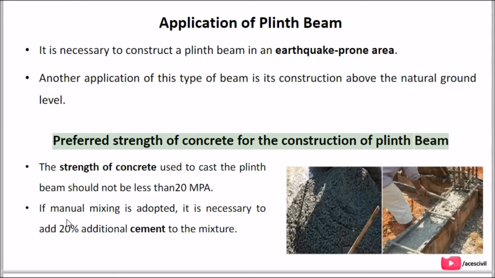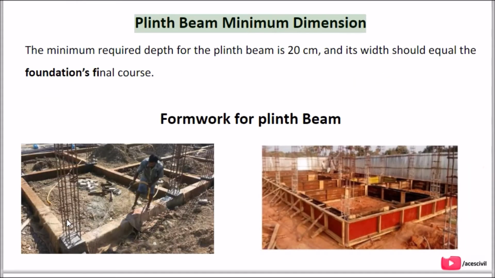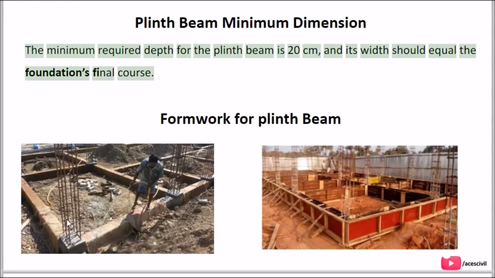Preferred strength of concrete for the construction of plinth beam. The strength of concrete used to cast the plinth beam should not be less than 20 MPa. If manual mixing is adopted, it is necessary to add 20% additional cement to the mixture. Plinth beam minimum dimension. The minimum required depth for the plinth beam is 20 cm, and its width should equal the foundation's final course.